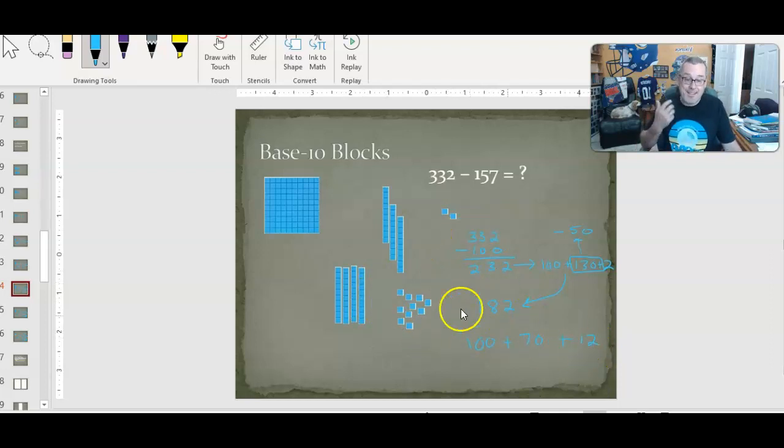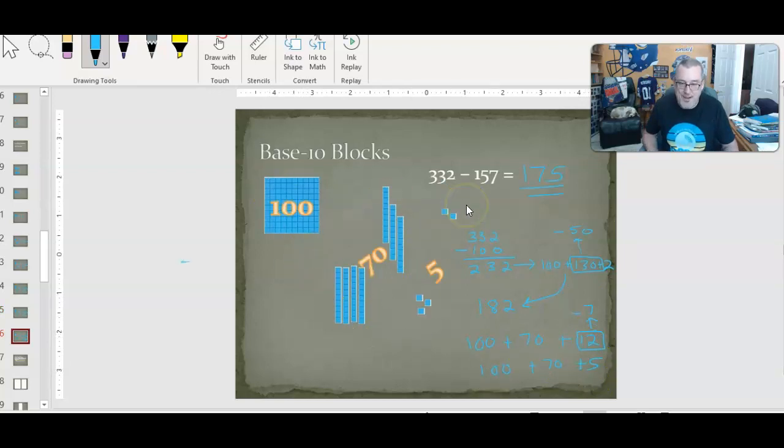And from that, I can take away 7. And so I took away 7 from the 12, leaving me with the 5. So now I have 175, and that's what I did. And so the record keeping might look like this.